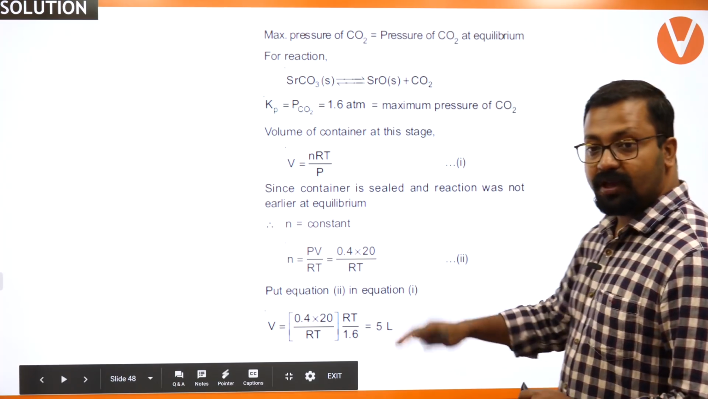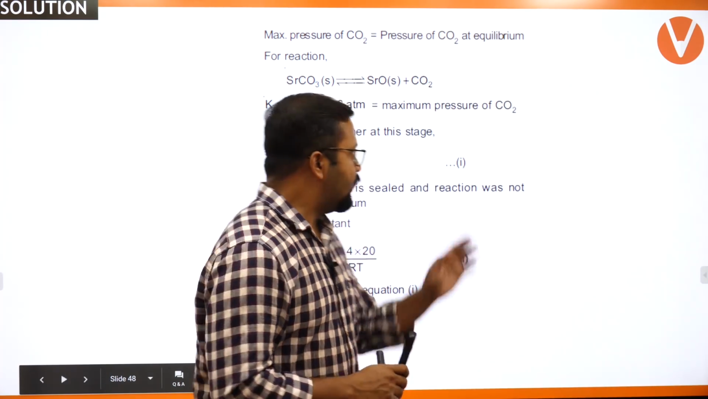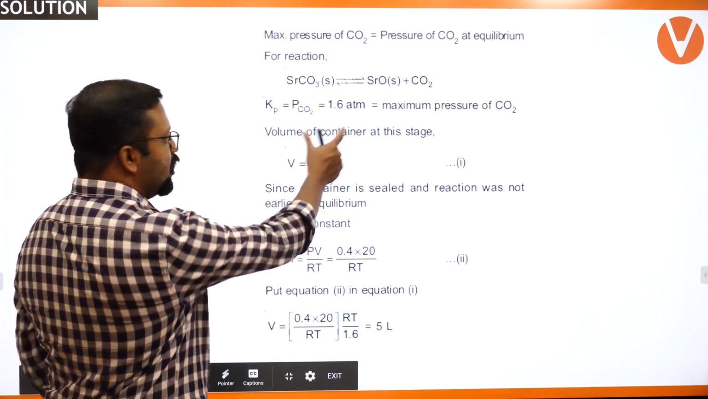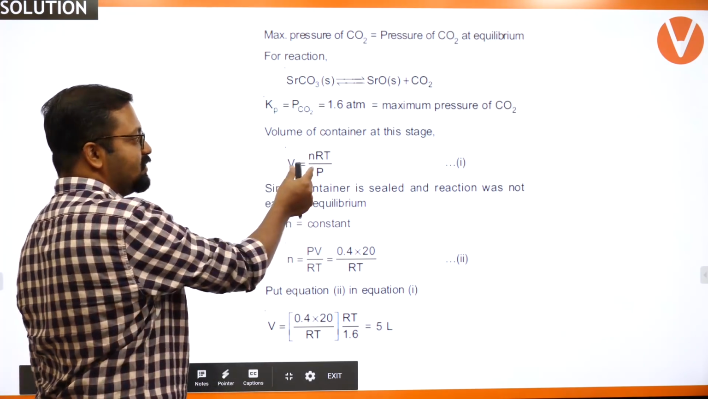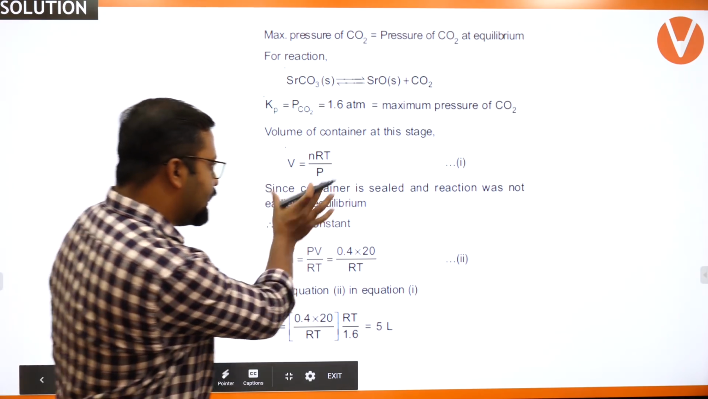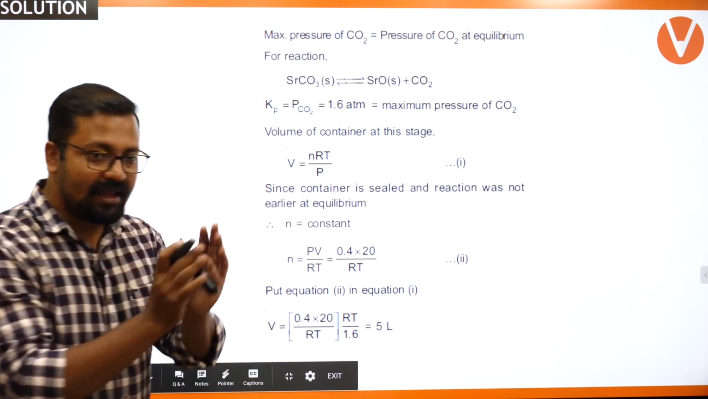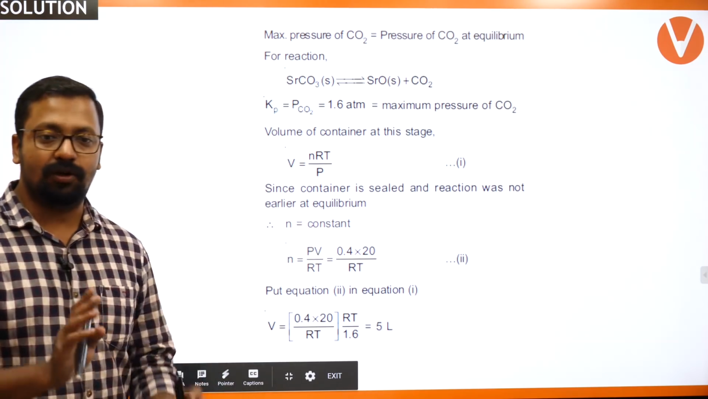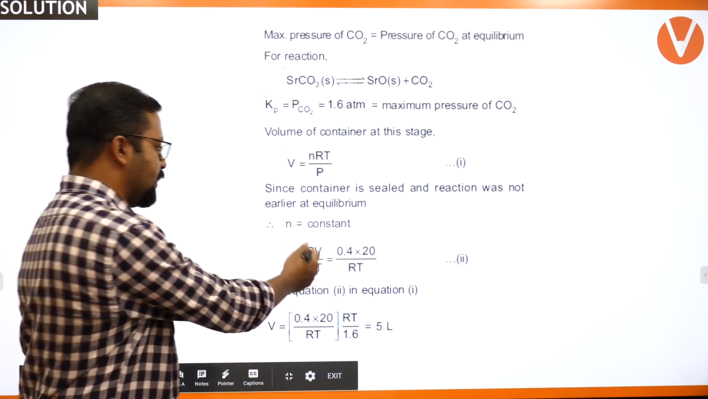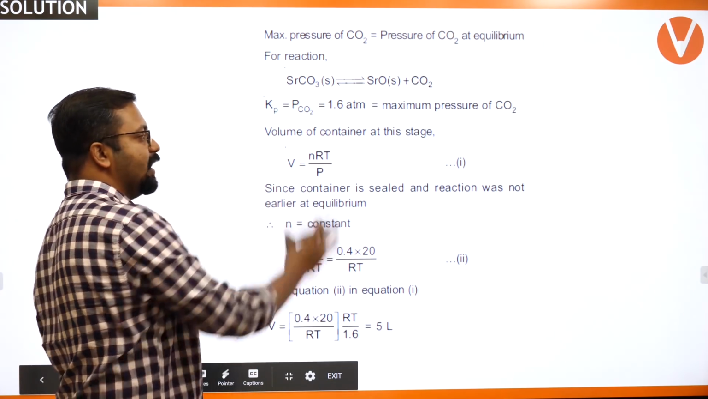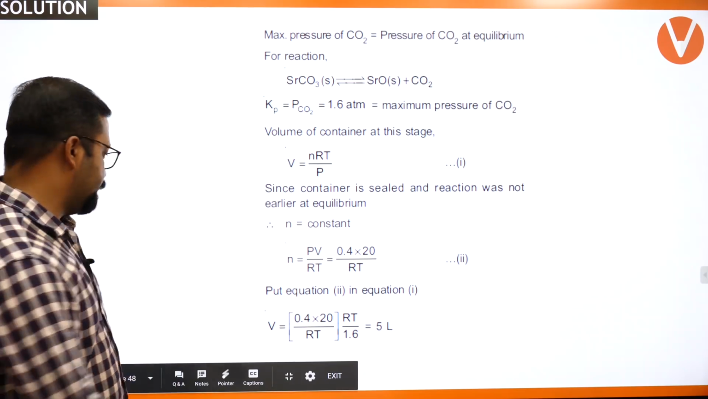So the solution is also given over here. Now have a look. Maximum pressure will be 1.6. Volume of the container at this stage will be V = nRT by P. We will write this. Now since the container is sealed and the reaction is at equilibrium, was not earlier, the number of moles remains constant. The number of moles can be identified from this equation. Incorporating n in that, I will get the value of volume.